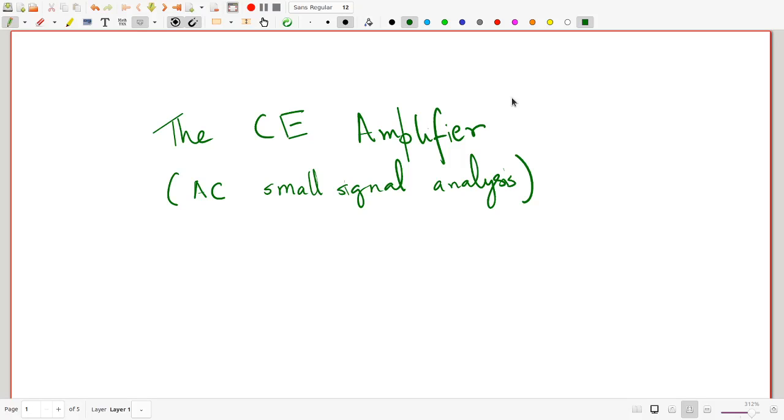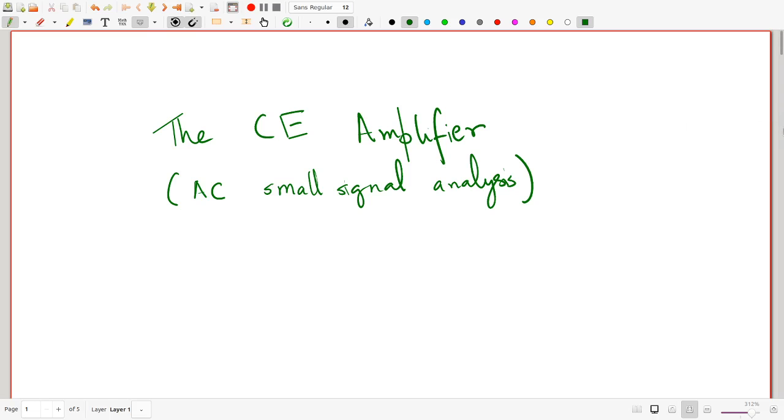In this lecture, we are going to discuss the CE amplifier in some detail. In particular, we are going to talk about the amplifying action of the CE amplifier, and we are going to talk about what happens when, on top of whatever biasing voltages or currents that are already there in a CE amplifier circuit, you superpose a signal, a small AC signal. So the formal subject of today's discussion is AC small signal analysis.